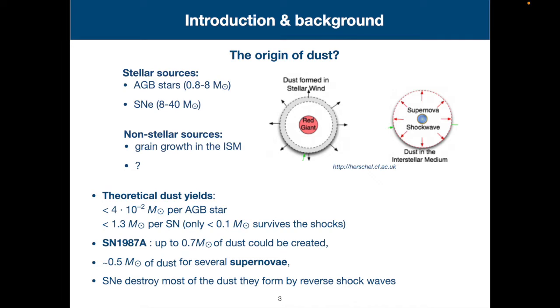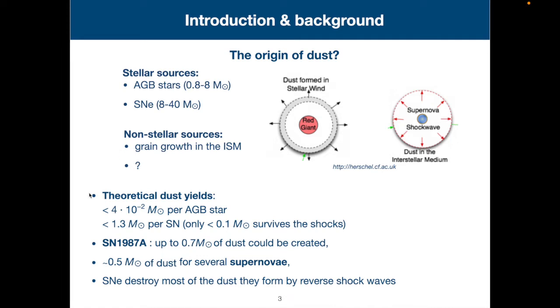So we know that the universe is a very dusty place. Dust in the universe can absorb and re-emit up to 30% of starlight in the infrared. That is why the formation of dust has become one of the most important topics in galaxy evolution. It is well known that there are two types of stellar sources that produce dust: AGB stars and supernovae. But this is not the end. There is also something like a non-stellar source, for example, grain growth in the interstellar medium.